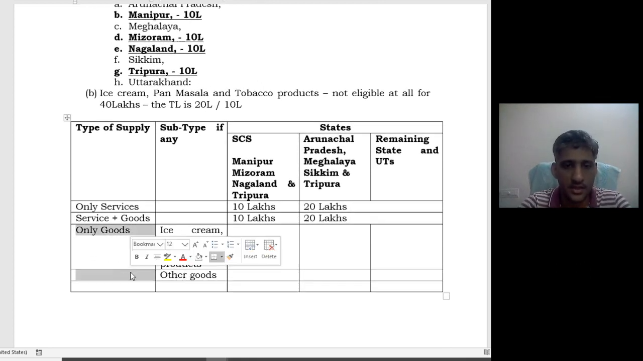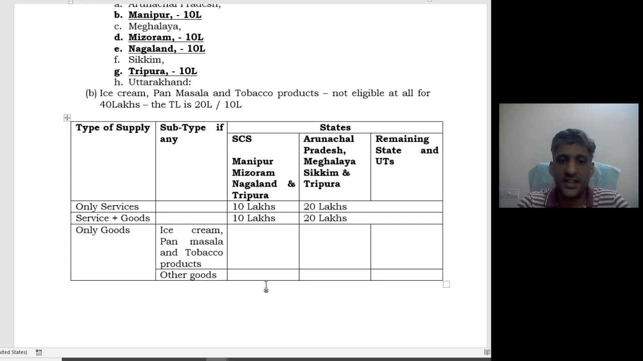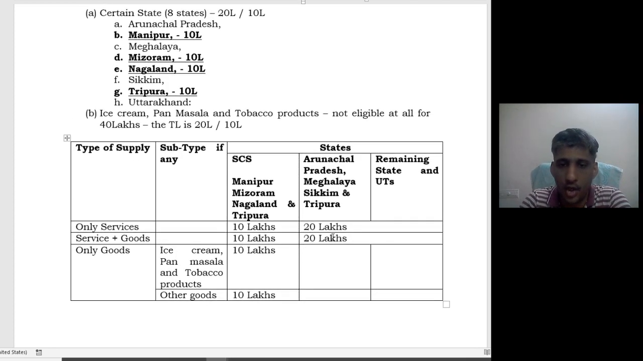Okay, so we will merge this. We don't require this. If it is special category states, again it is 10 lakhs. You are not eligible for this 40 lakhs. If you are not special category states but Arunachal Pradesh, Meghalaya, Sikkim, Tripura, then you are also not eligible for this 40 lakhs. So you need to also go back to 20 lakhs. If you are remaining states, then you can go to 40 lakhs.